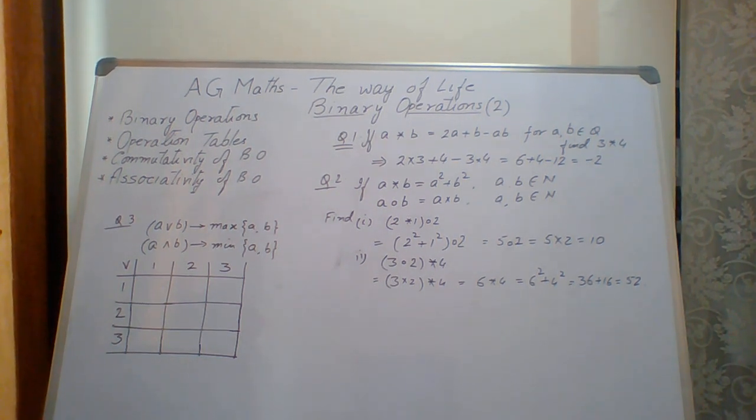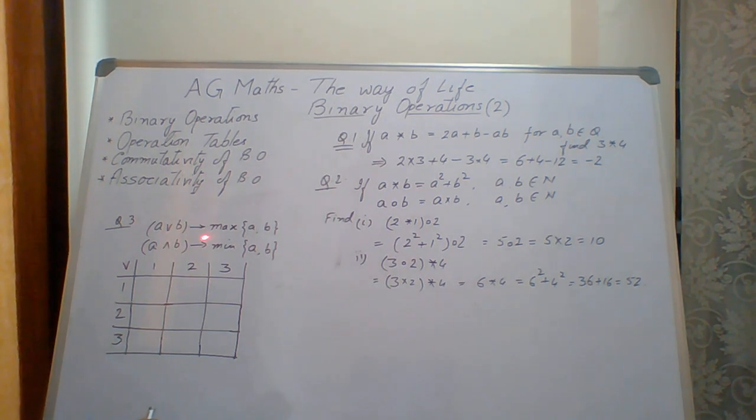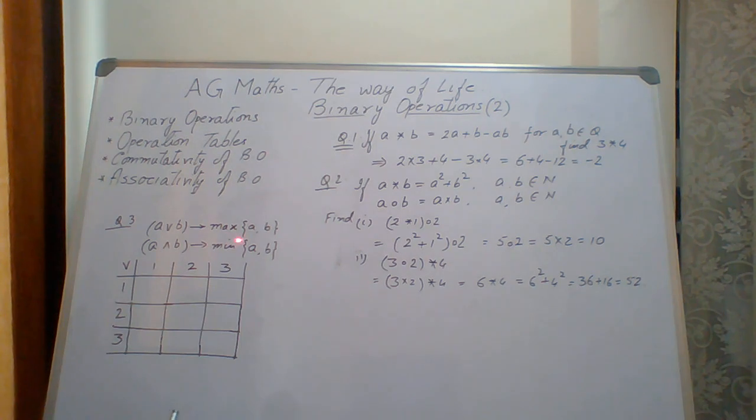Sometimes the binary operation we can write in the form of tables. And I have given you one worked example here. A binary B gives maximum of A, B. Maximum is also a binary operation because between two of them, a maximum has to happen. If two things are different, one will be bigger than the other, and the bigger one is called the maximum.